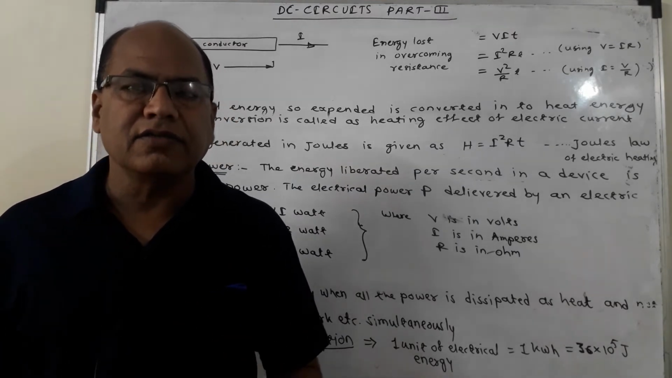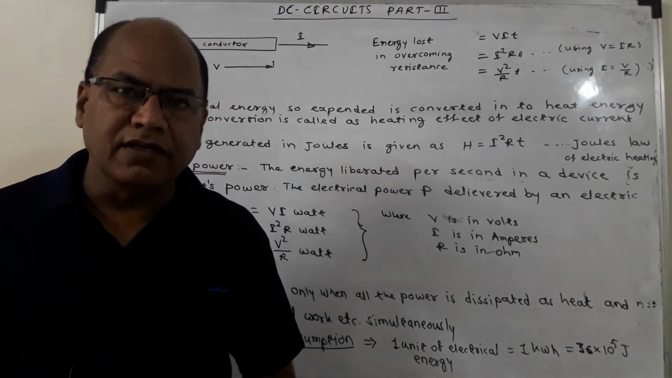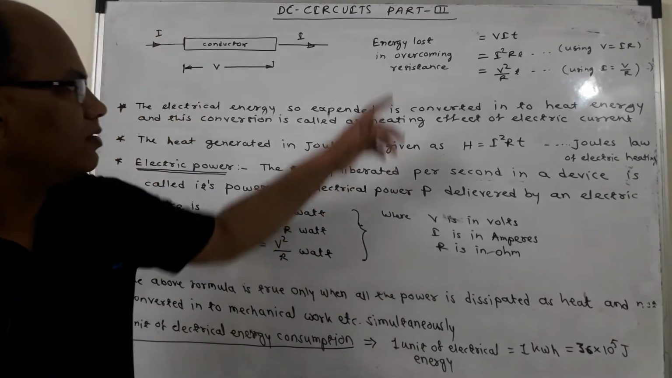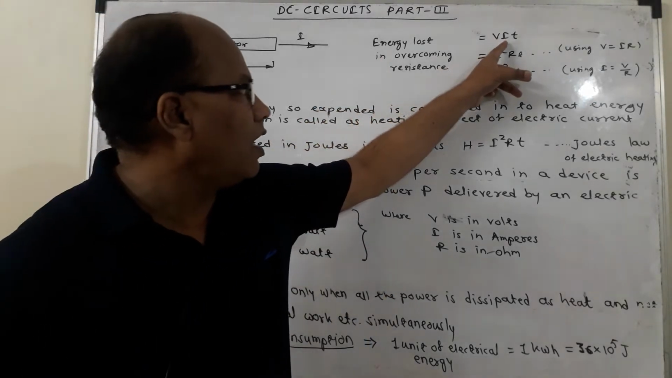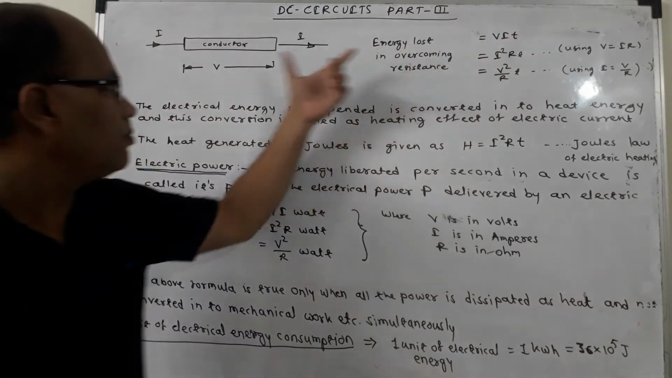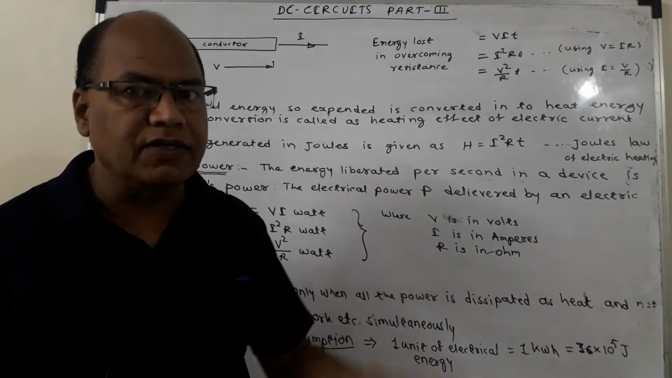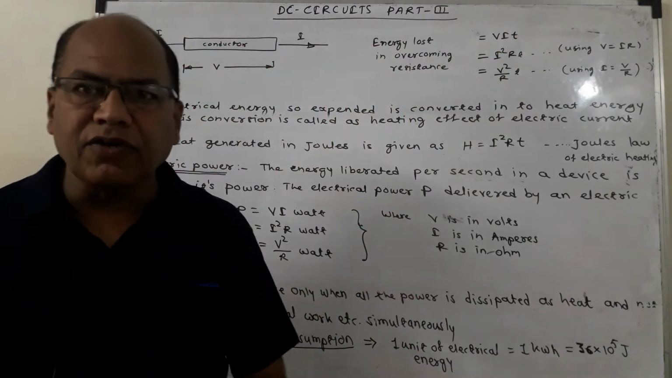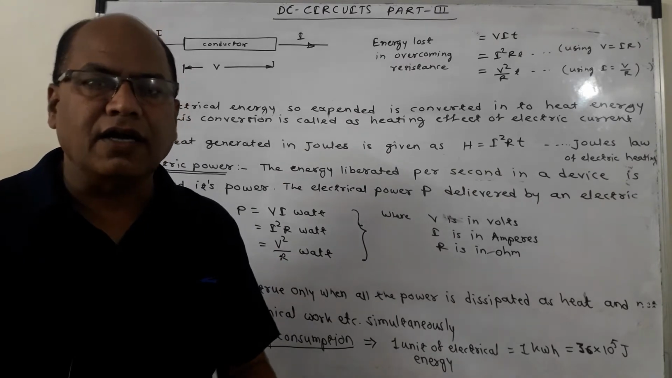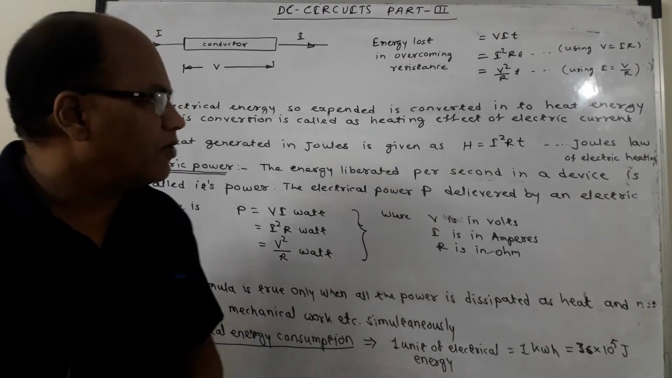Now when an electric current flows through a conductor, some electric energy is always lost in overcoming the resistance of that conductor, and this loss in electric energy is given as VIT, where V is the potential difference across the ends of the conductor, I is the current flowing through the conductor, and T is the time for which the current is flowing.